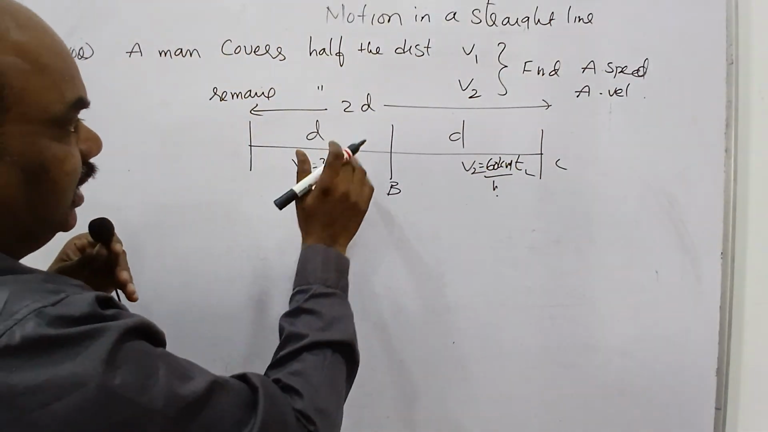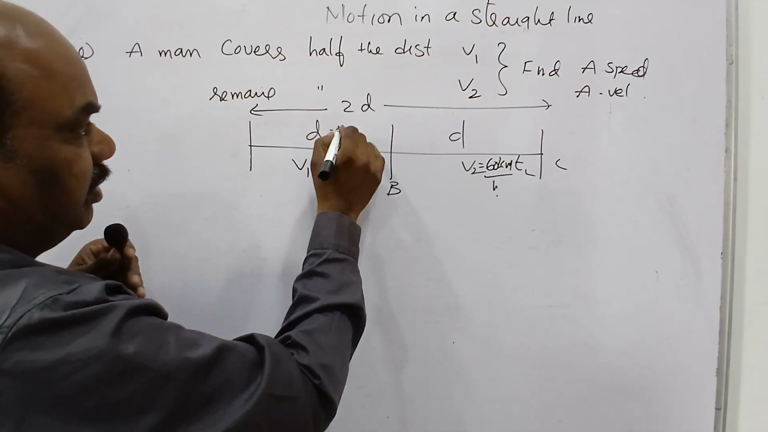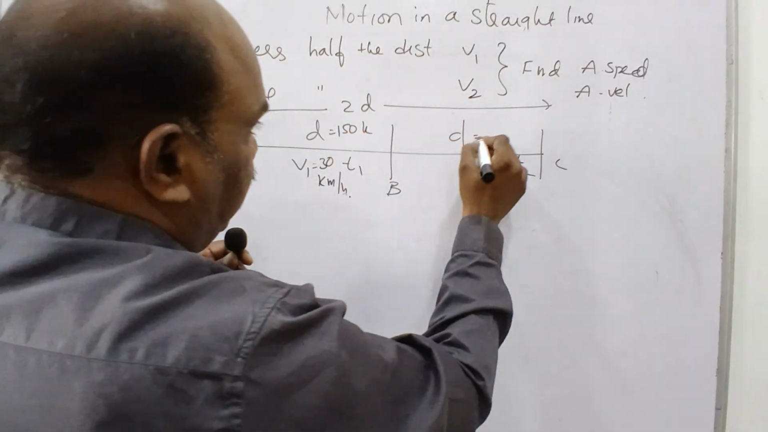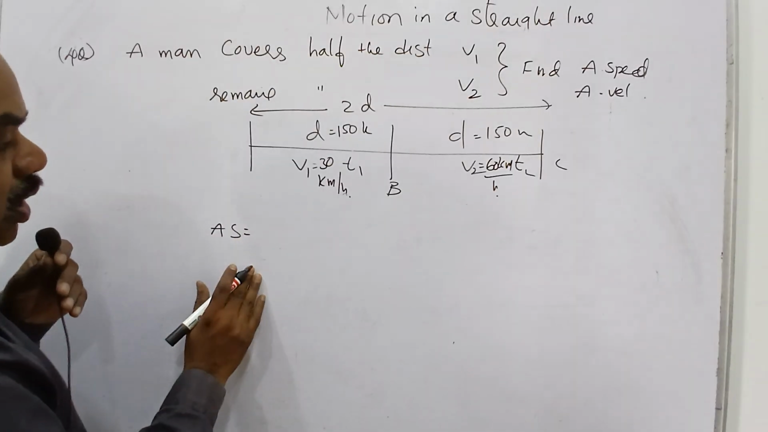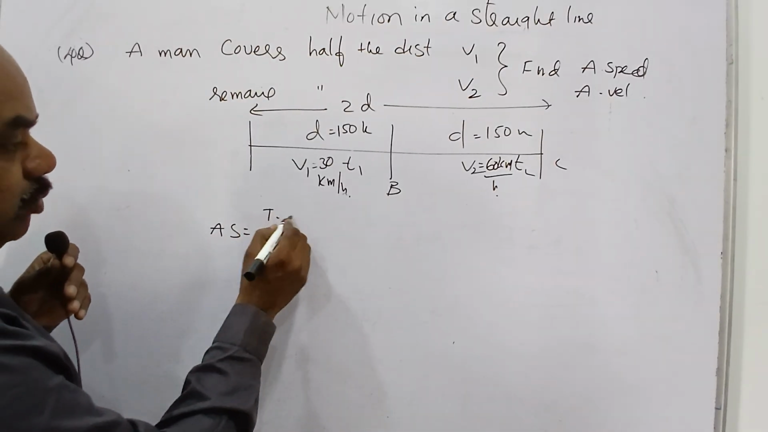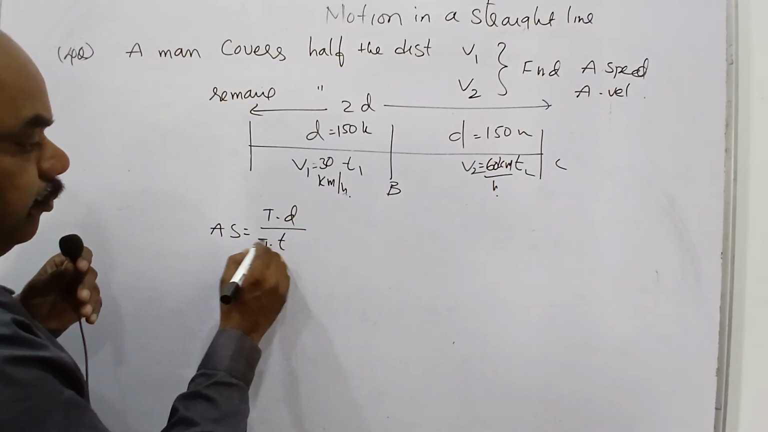Now let the total distance is 300 km. That means this is 150 km, and this is also 150 km. Find the average speed. Average speed is equal to what? Total distance by total time.